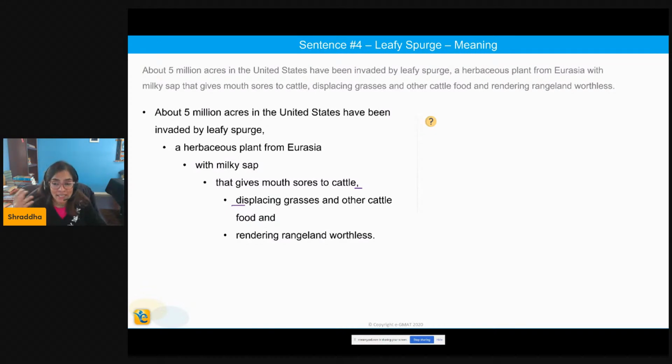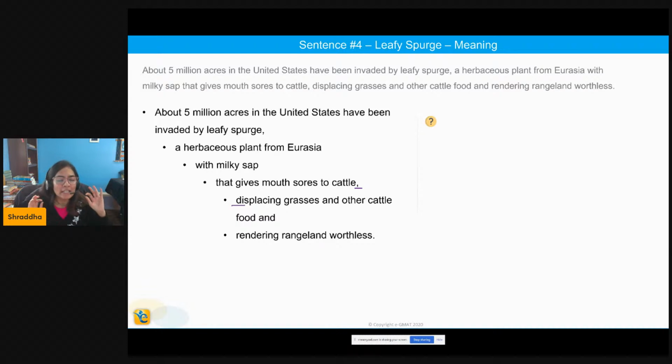Are we talking about cause and effect, that because milky sap gives mouth sores to cattle, it displaces grasses and other cattle food? That's the effect of milky sap giving mouth sores? No, this cause and effect just does not make any sense in the context of the sentence. So we need to dig a little deeper and try to understand, hey, wait, the sentence is talking about something that displaces grasses and other cattle food. The action of displacement of grasses and cattle food happens.